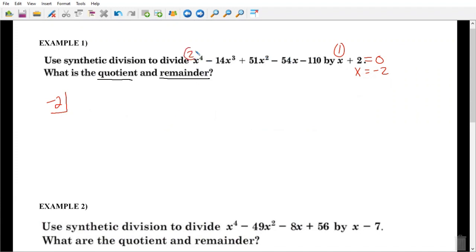Step 2 is to list out my coefficients. I need to make sure that it's in standard form and that all terms starting from the greatest, working my way down to the least, are listed. Am I missing any terms? Nope, so I'm good to go. So my leading coefficient is a 1. Then I have -14, 51, -54, -110.